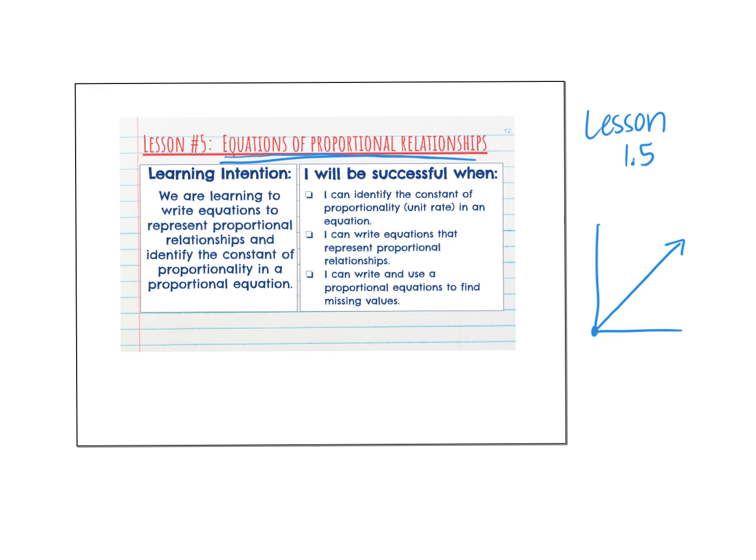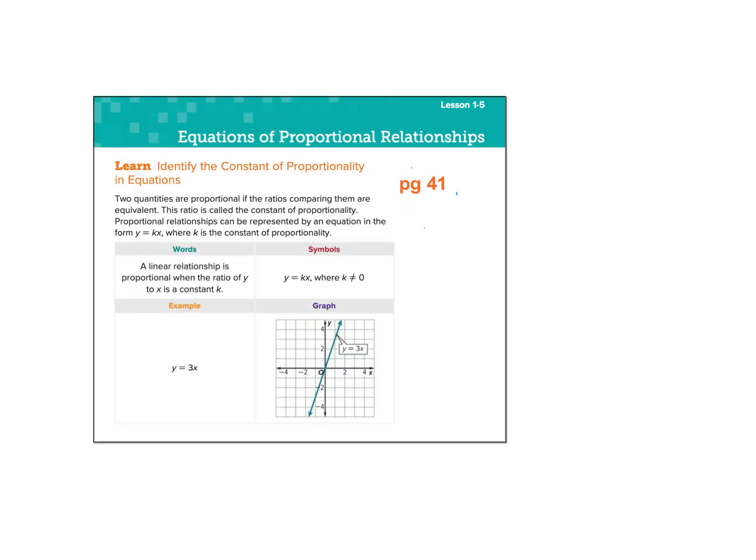So we're going to be able to identify the constant of proportionality in an equation. We're going to be able to write equations, and we're going to be able to write and use the equations to solve problems. All right, so our first example, again, you don't have this, but you can just kind of watch it on my screen, is I have a graph of a proportional relationship. It goes through 0, 0. It's going up at a constant rate.